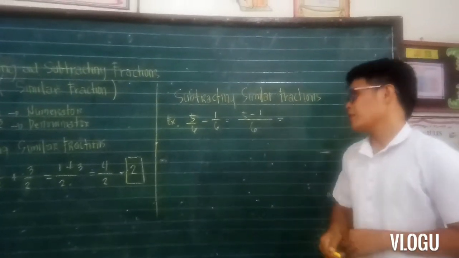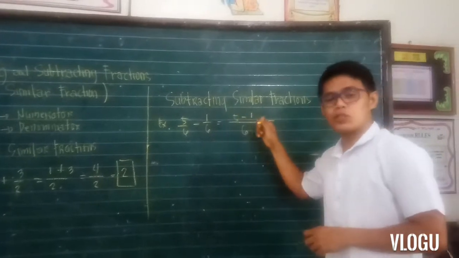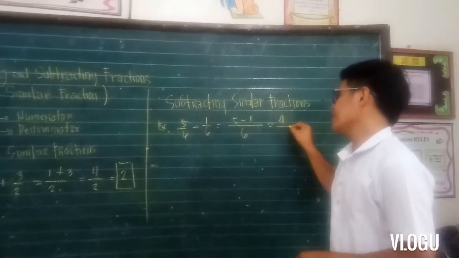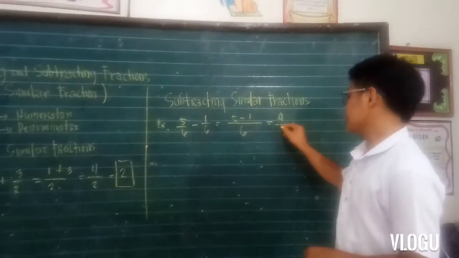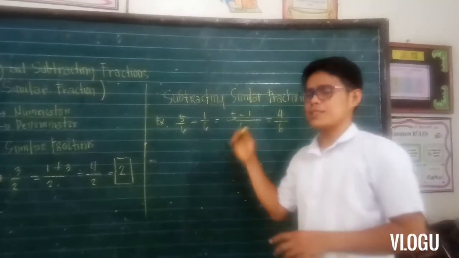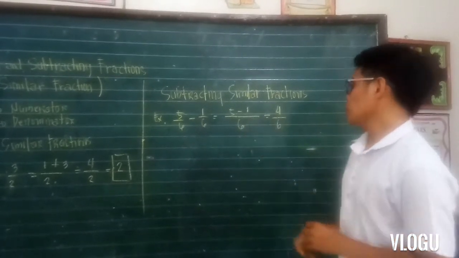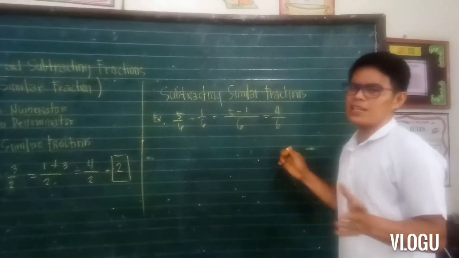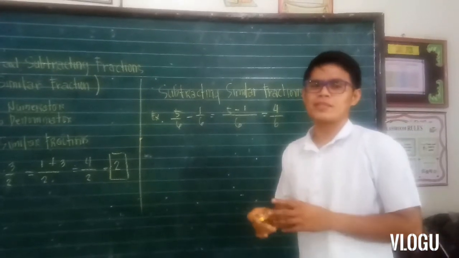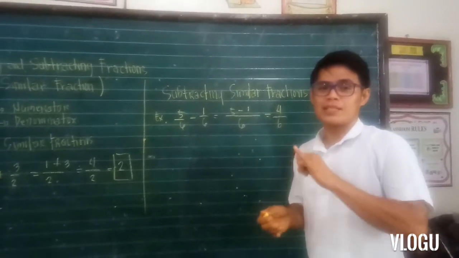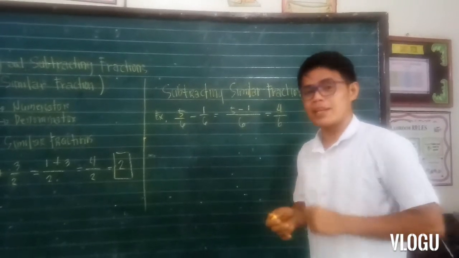Let's try to simplify. 5 minus 1 is equal to 4. Then copy 6. Now, the question is, is this our final answer? Not yet. In any kind of problem, in math, we need to have an answer that is in lowest term or in simplest form.